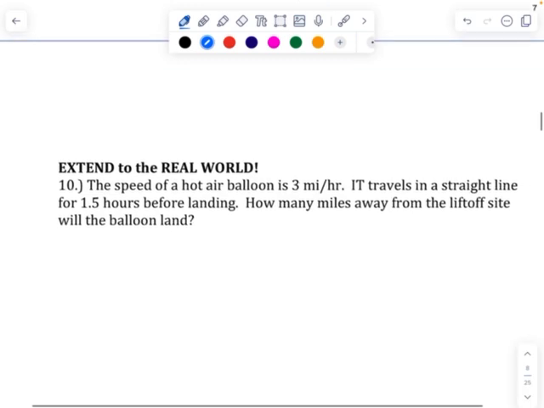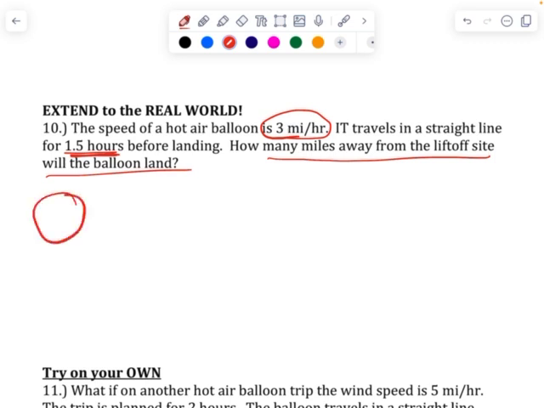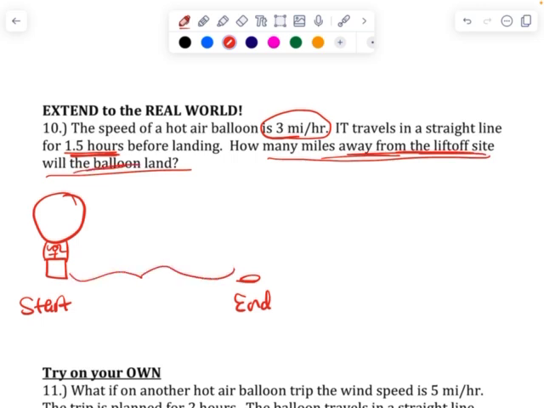All right, on to the real world. Now, the speed of a hot air balloon is 3 miles an hour. It travels in a straight line for 1.5 hours before landing. So how many miles away from the liftoff site will the balloon land? So we have a balloon. We have somebody in there. And then we have the balloon landing site. So we have a start and an end. And the question is, how many miles away from the liftoff site will the balloon land? So we're trying to find this distance.